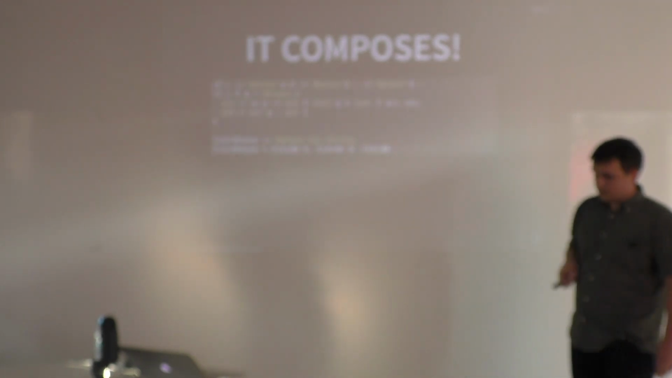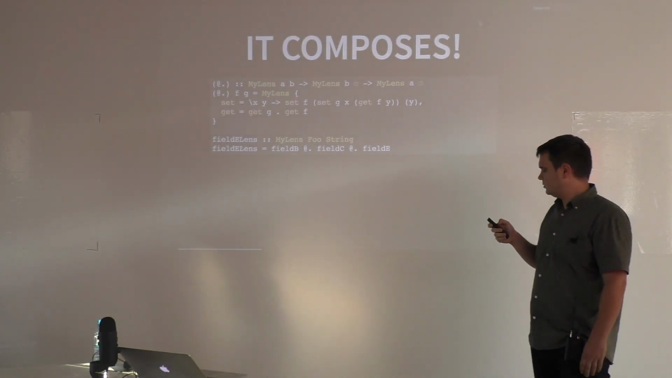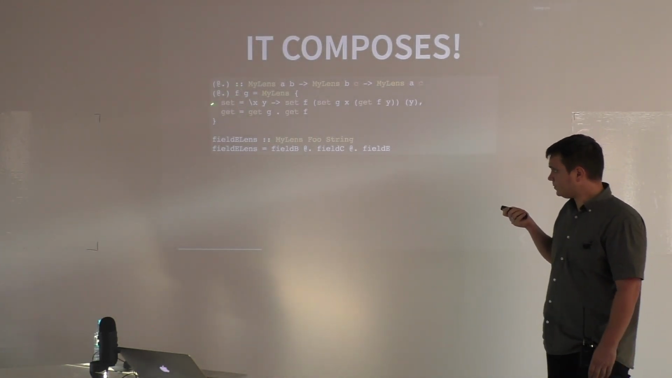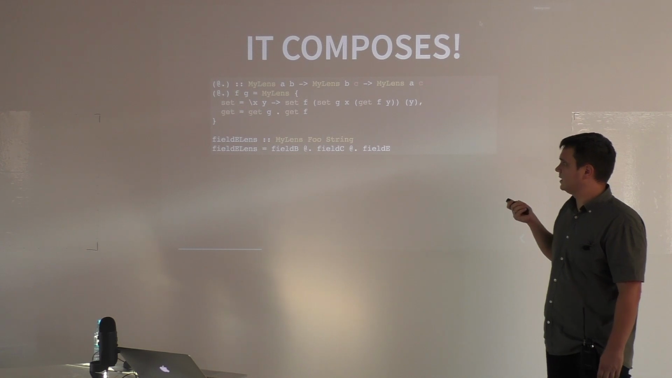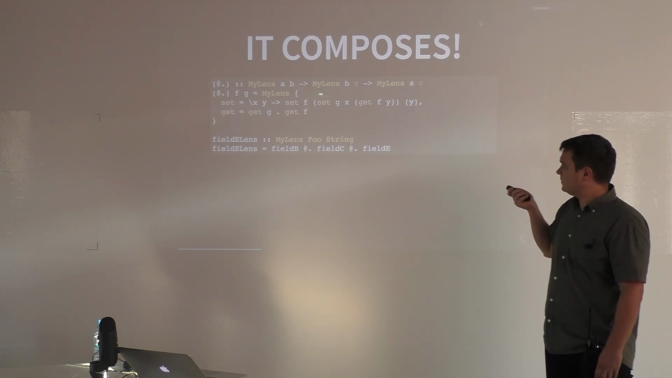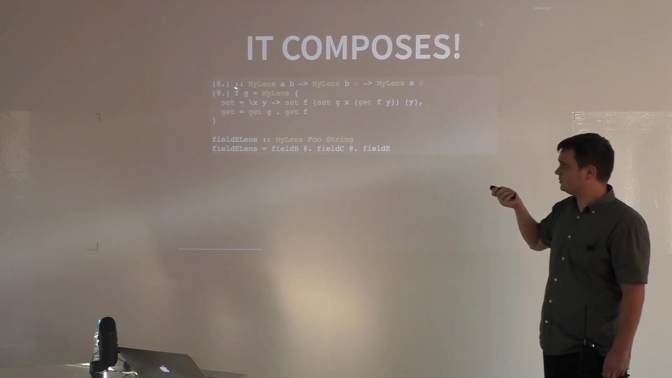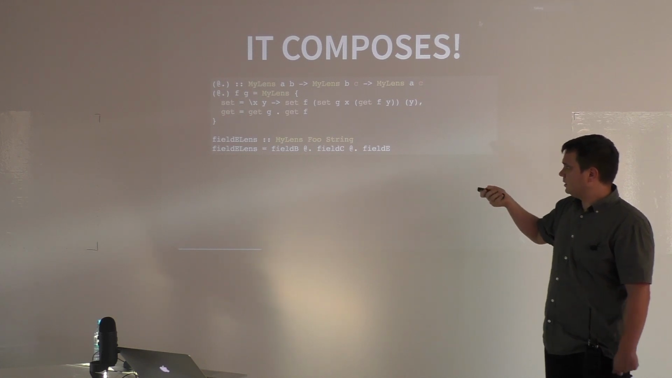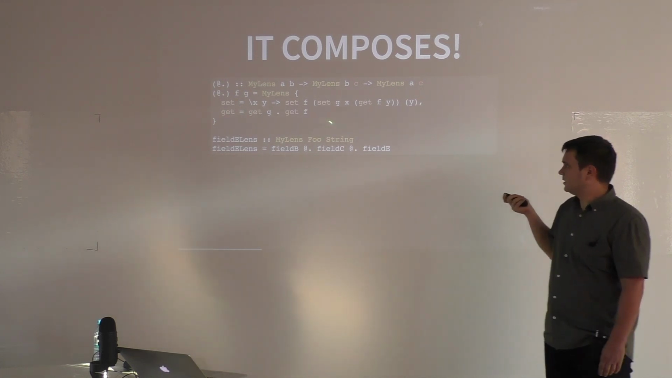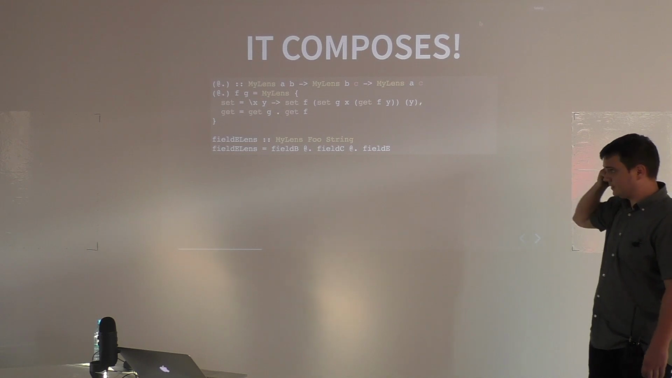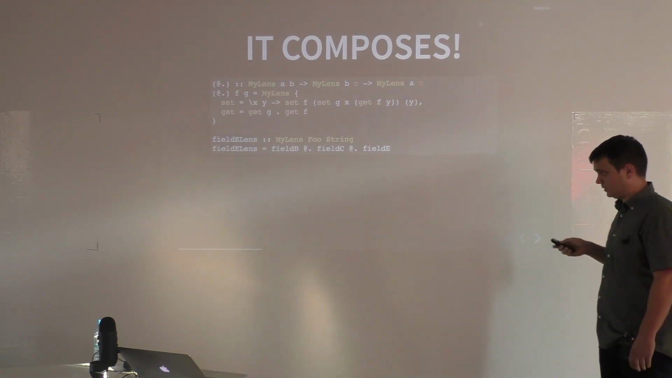What can we do with that? It's common to define a function composing lenses. In this example, we have 2 lenses and we want to compose them, similar to function composition. This is how the body of this function looks, nothing complicated.